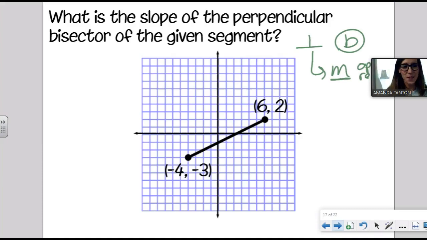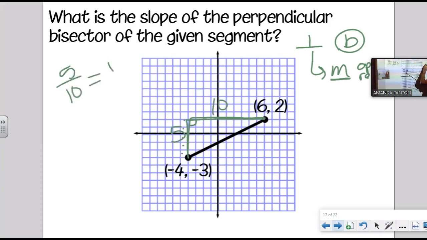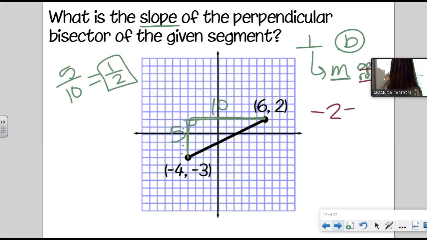How do you find slope? You count the rise and the run. You can always do the slope formula, or you could count. So it looks like I'm rising 5 and running 10. So the slope of the line they gave us is 1/2. The slope of the perpendicular bisector would be the opposite reciprocal of 1/2. So it would be -2. The slope is -2.